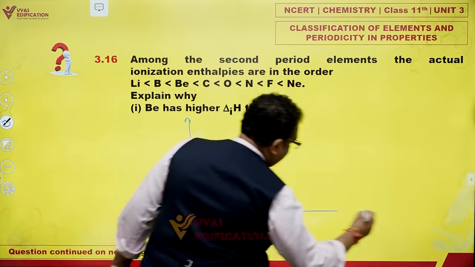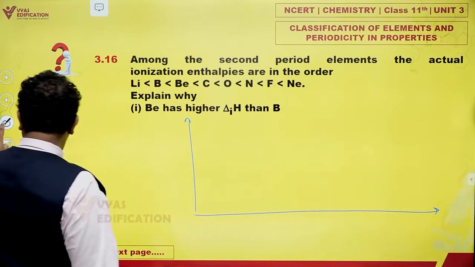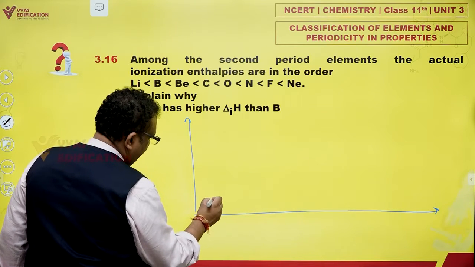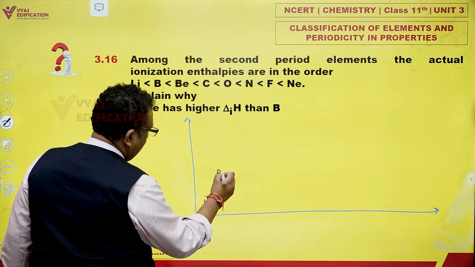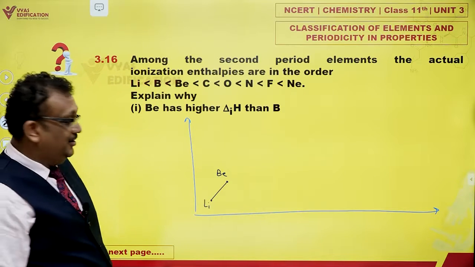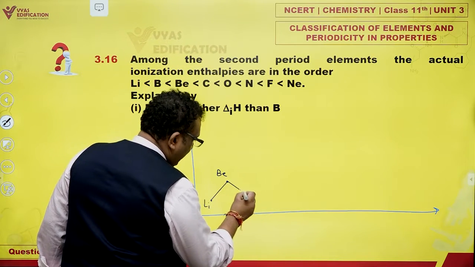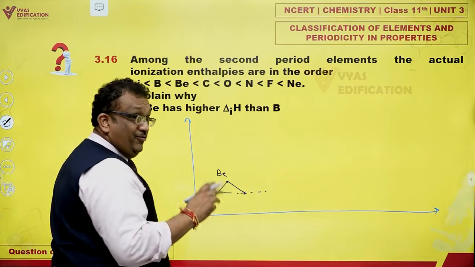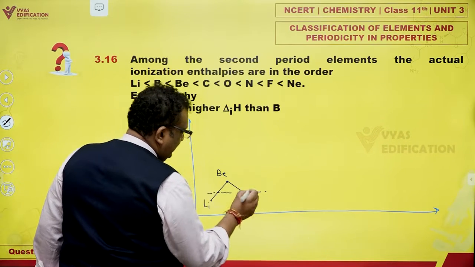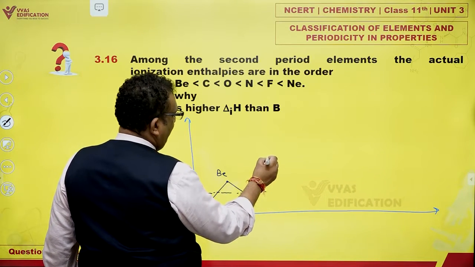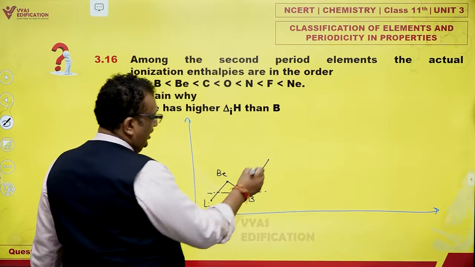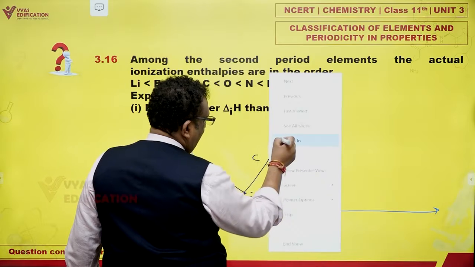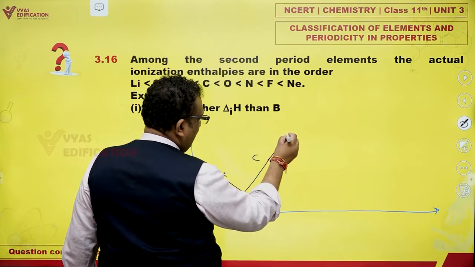Let me draw this for you. If you take lithium, fine, and beryllium goes up. Interestingly, boron doesn't go up, it comes down. But please remember, when it comes down, it does not fall below lithium, it is slightly lesser. And then you have carbon. Then after carbon, you have nitrogen.